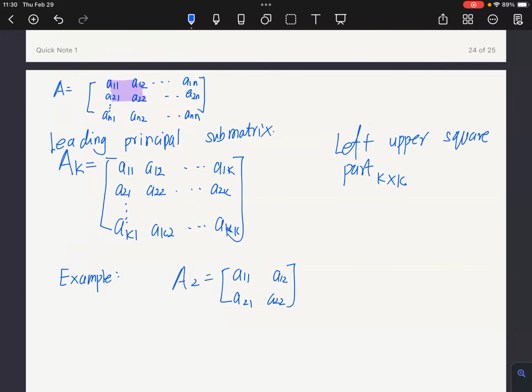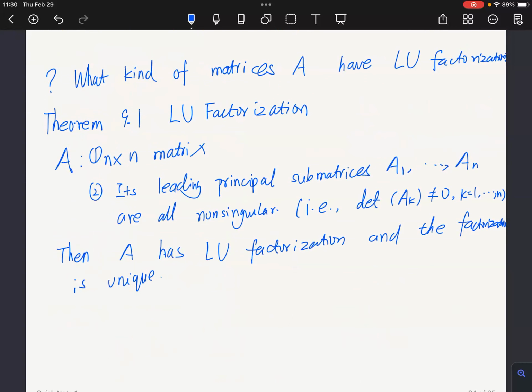Now you can totally understand this theorem, right? This is the square matrix A, and its leading principal submatrices, which we represent with Ak, are all non-singular. That means the determinant of each left upper square part is non-zero, and then we have that factorization. This is the LU factorization theorem.